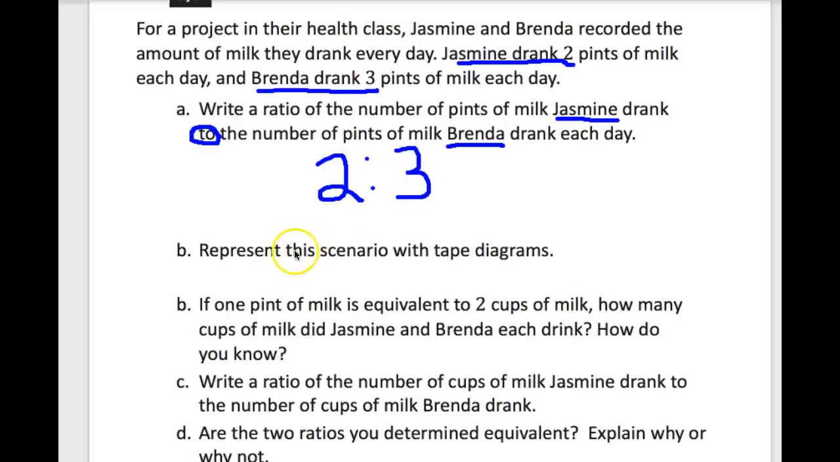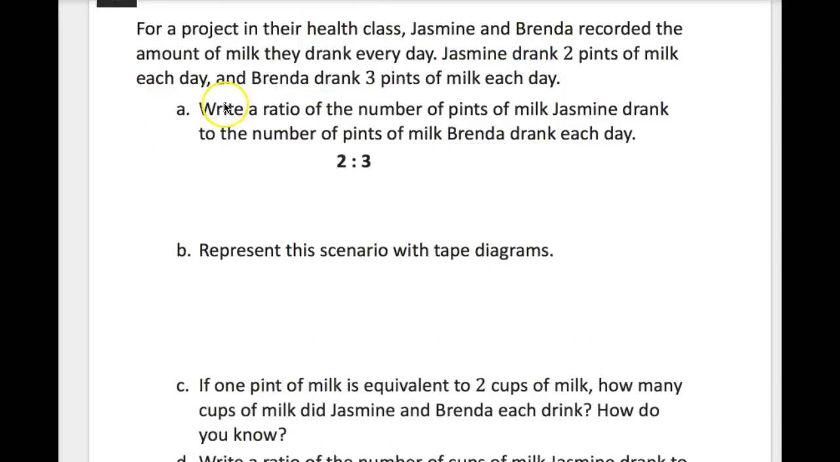Now looking at B, it wants us to represent this scenario with tape diagrams. When we talk about a scenario, we're referring to the one right above it, and also to this part. This, as well as this, all make up our scenario. So based on the 2 to 3 ratio that we came up with, that's what we have to do our tape diagram about.